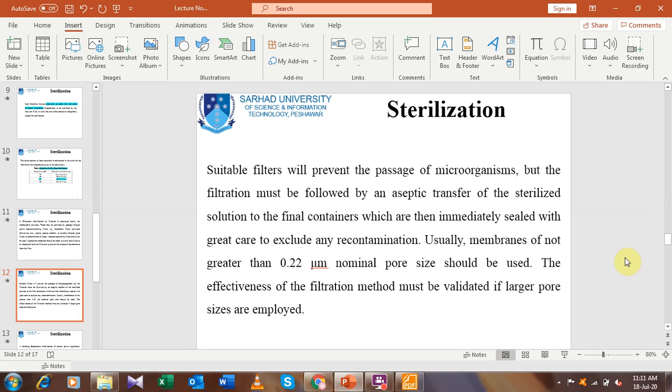Usually membranes are not greater than 0.22 micron, that is the size of the 0.22 micron nominal pore size that should be used. The effectiveness of the filtration method must be validated if larger pore sizes are employed.